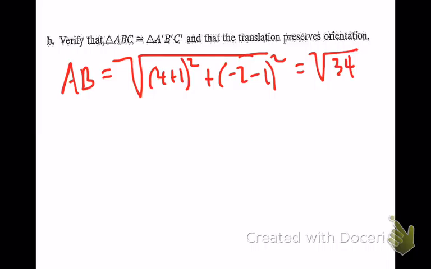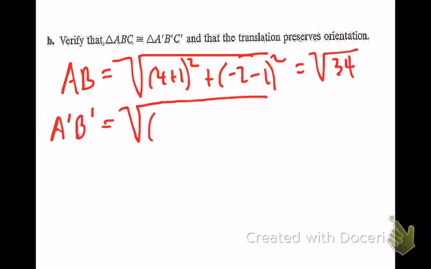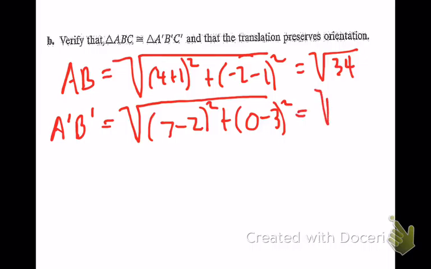Now let's see about A prime, B prime. I use the points there. So we would have the square root of... Somebody tell me what I would subtract from my x values for this A prime, B prime. 7 minus 2. Yeah, 7 minus 2 squared plus... What would the y values be? 0 minus 3 squared. I square that out, I get radical 34. Alright, so I've shown those two are the same.